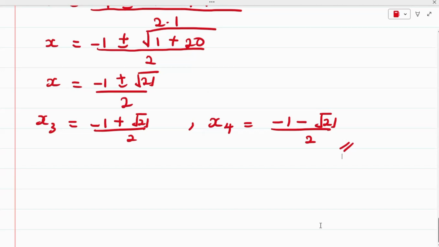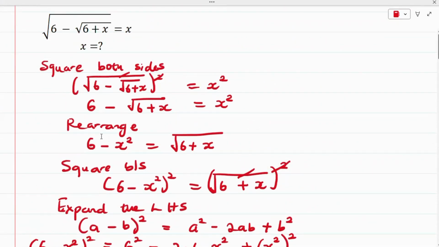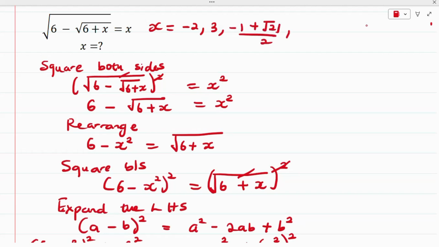So with this, guys, we have been able to solve this algebra problem here that says the square root of 6 minus the root of 6 plus 1 is equal to x. So from here, we can say that the first value of x is equal to minus 2. The second value of x is 3. The third value of x is given as minus 1 plus the root of 21 over 2. And the fourth value of x is given as negative 1 minus the root of 21 over 2. So these become the values of x.